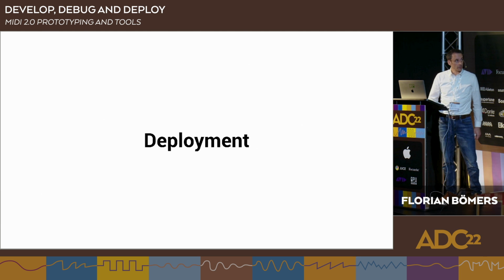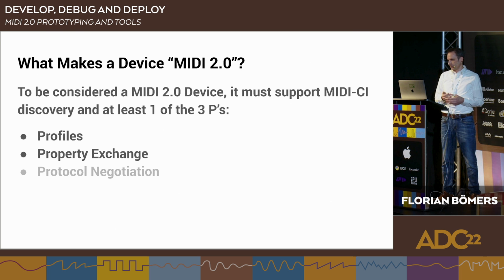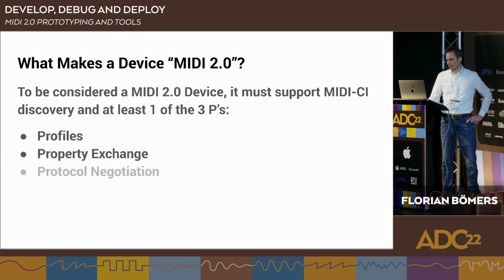So for deploying MIDI 2.0 products, there is really two very important things to consider. One, the MIDI 2.0 name really requires that you support MIDI-CI discovery and at least one of these three Ps: profiles, property exchange, or protocol negotiation. So that shouldn't be too hard, but you shouldn't call it a MIDI 2.0 device if you don't do any of that.